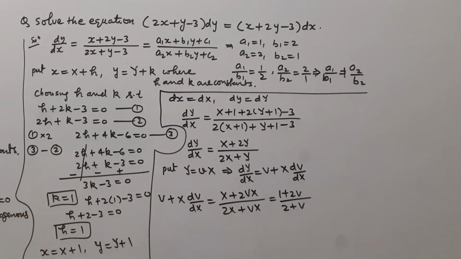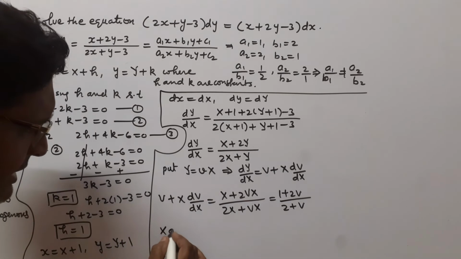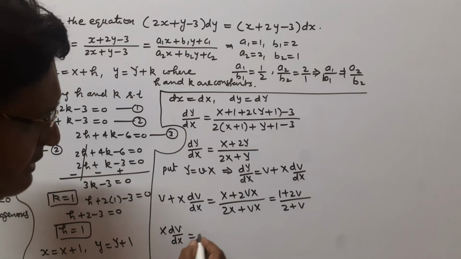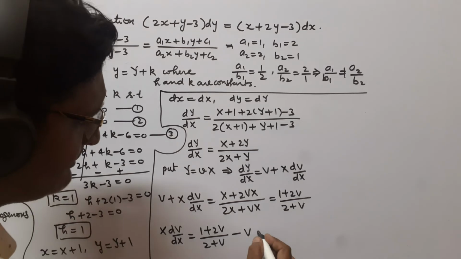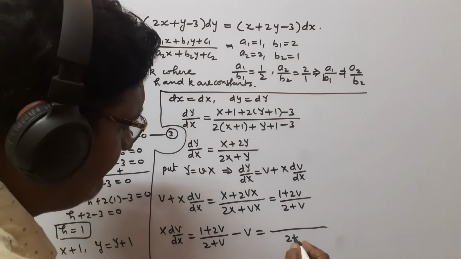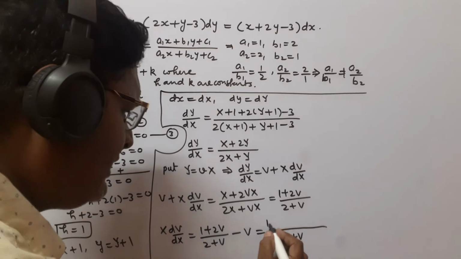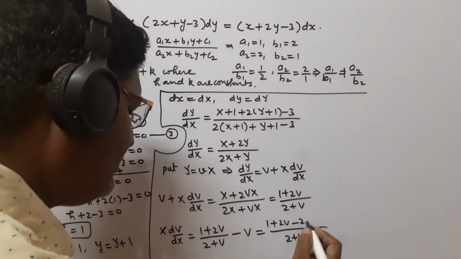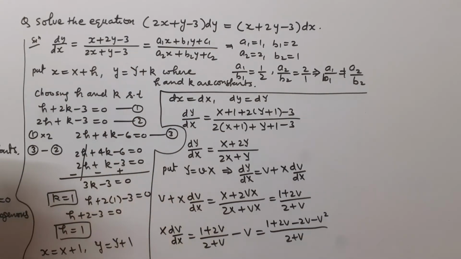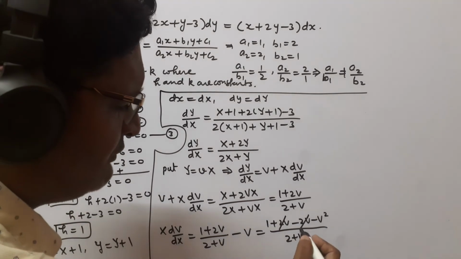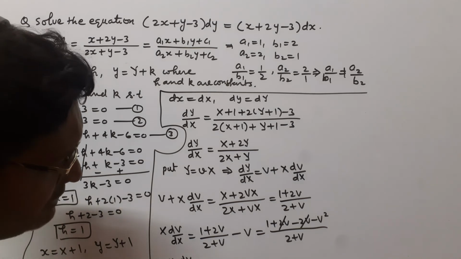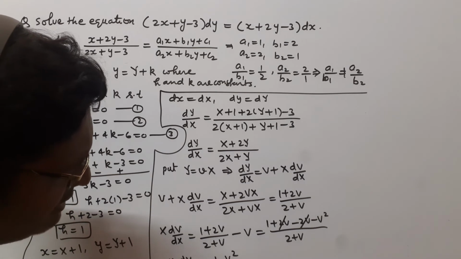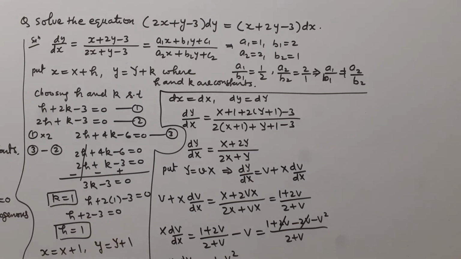Now on the left hand side there is v, so we transfer this v to the right hand side, so we get x dv upon dx is equal to 1 plus 2v upon 2 plus v minus v. Now taking LCM, that is 2 plus v, so we get 1 plus 2v minus 2v minus v square. So this plus 2v minus 2v cancels out, so we get x dv upon dx equal to 1 minus v square upon 2 plus v.